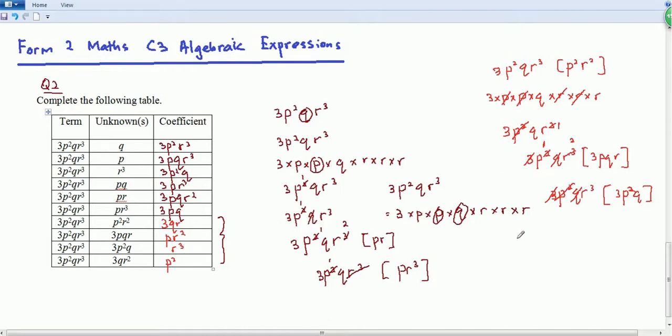So the last one, 3p²qr³. The unknown is 3qr². Okay, 3, you just cancel the 3. q, 1q, you cancel the whole thing. r², so we have 2r, here you have 3. So 3 minus 2, you get 1 left. So it will be p²r. Oh, sorry, this answer should be p²r.